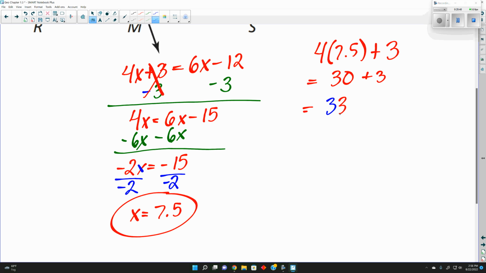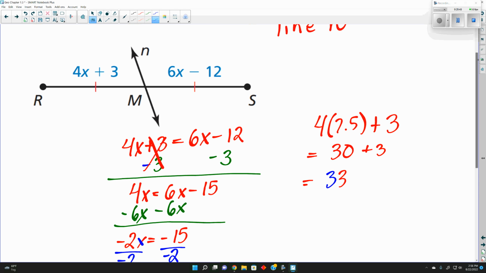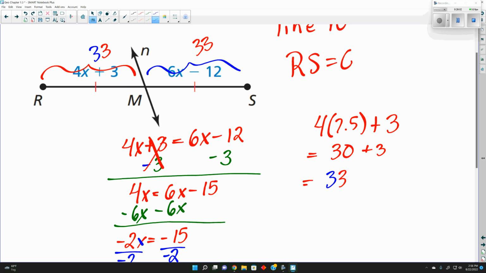So is that RS, because it says find RS? Right, so 33 is what? Is it RS? No, this is 4 times x plus 3, yes? So we only found from here to here, which is, what's this distance? Yeah, it's recognizing different segments. Questions on this here?